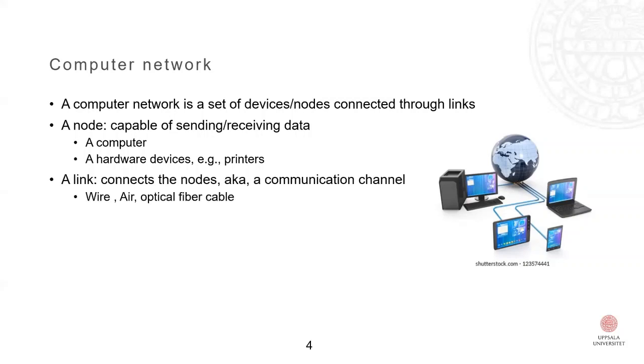And the link is a medium that connects the nodes together. It is also known as a communication channel. So nowadays we have different sorts of links. For example, we can have copper wires. We can use even air for our communications. In Wi-Fi, it is done through waves that are sent into the air. And optical fiber cable is another instance of a link.